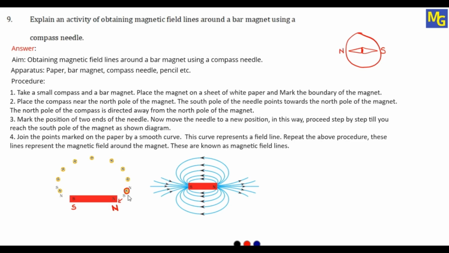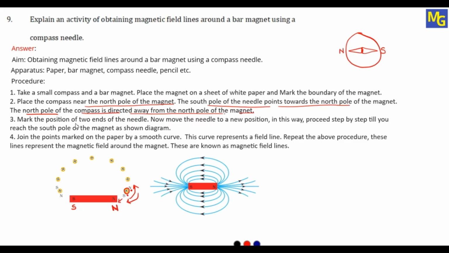Now mark these points, south and north, of this compass needle. You can see the points which I have written here. Place the compass near the north pole of the magnet. The south pole of the needle points towards the north pole of the magnet and the north pole of the compass is directed away from the north pole of the magnet. So the north pole moves away and the south pole comes towards the north pole of the bar magnet.